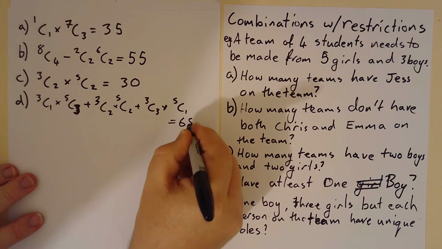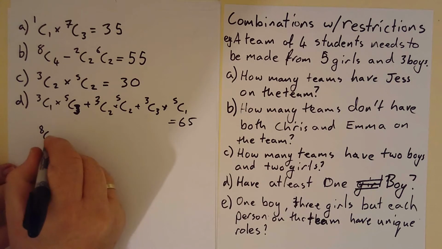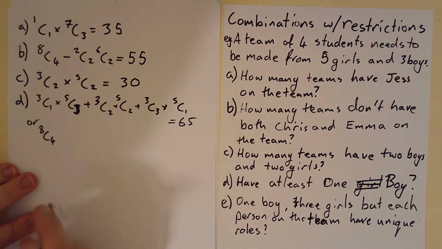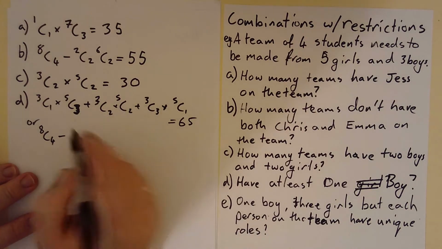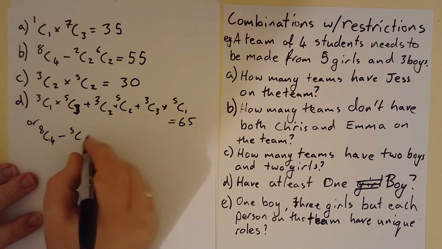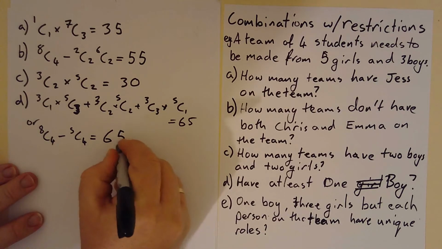There is actually an easier way in this case. We could say, well, this is all the teams, and if we just minus off the ones that don't have 1 boy, which in this case would mean we've got all girls, that should also give us the same answer, and it does.